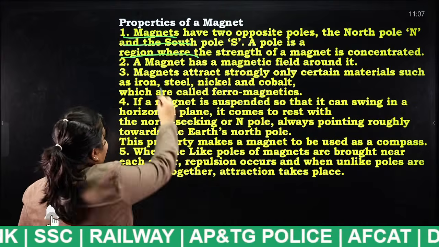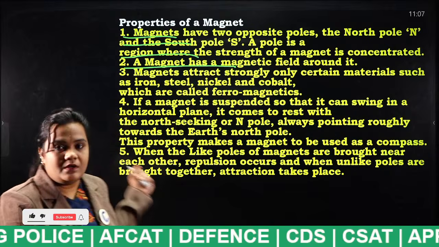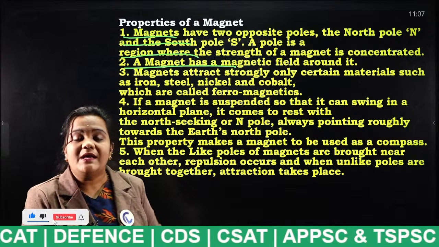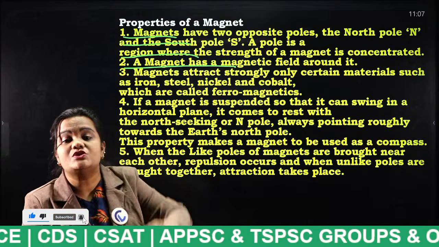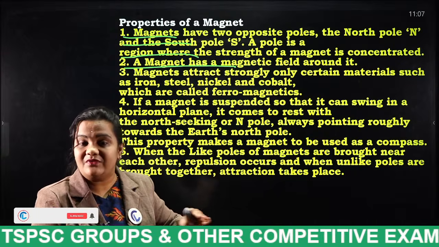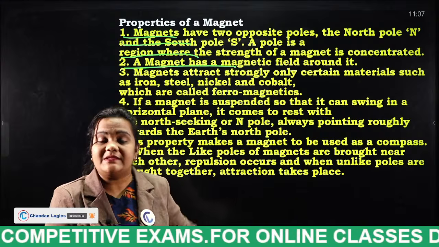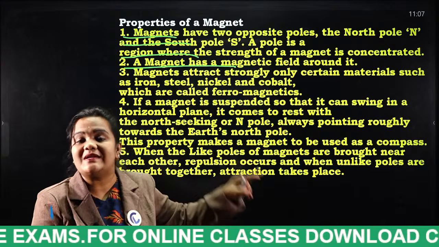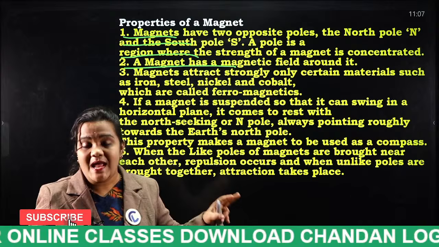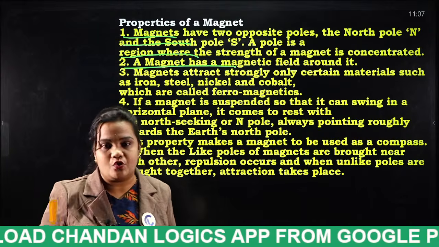Next, a magnet has a magnetic field around it, as I told you just before. That magnetic field gives the properties to the particular magnet. This magnet consists of two poles, one north pole and one south pole, and the strength of the magnet will be concentrated at those poles only.